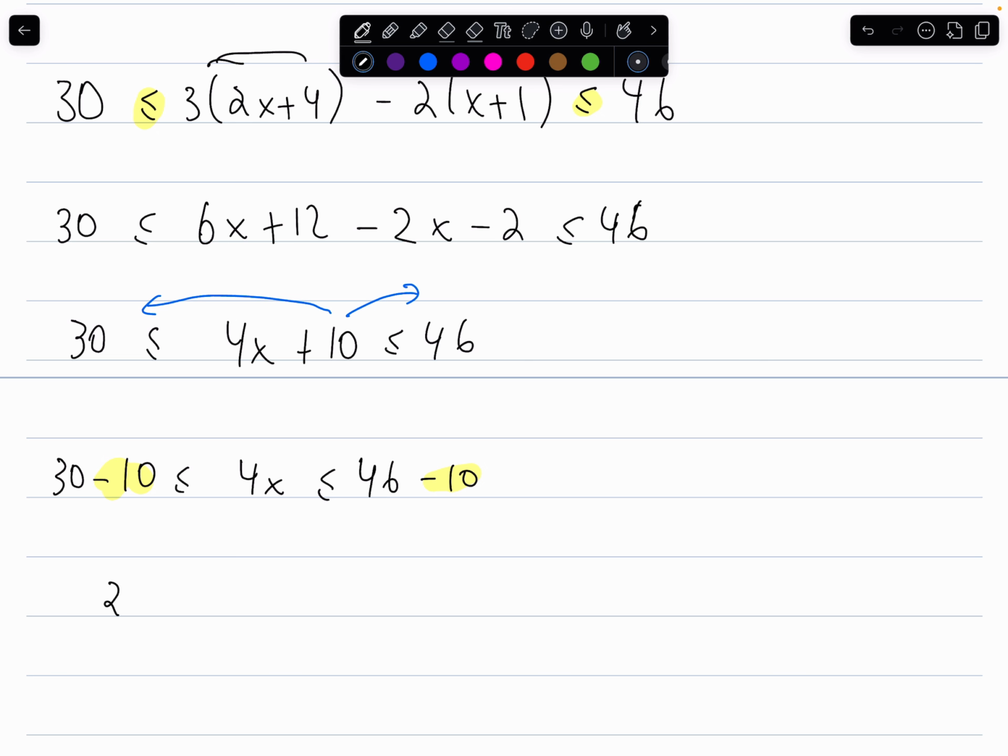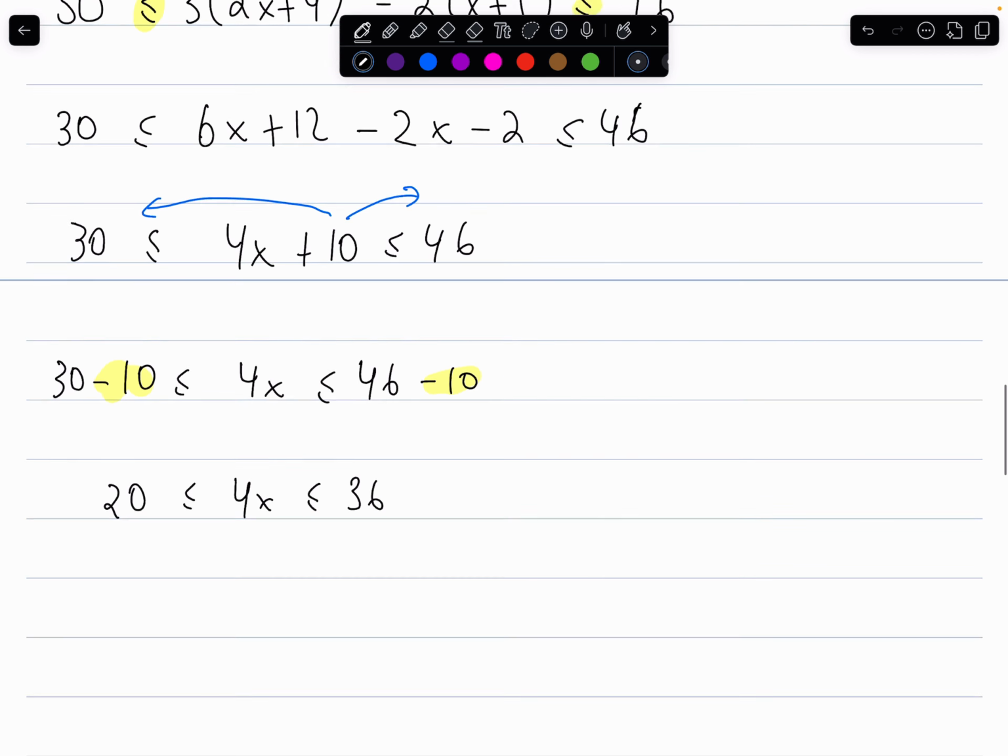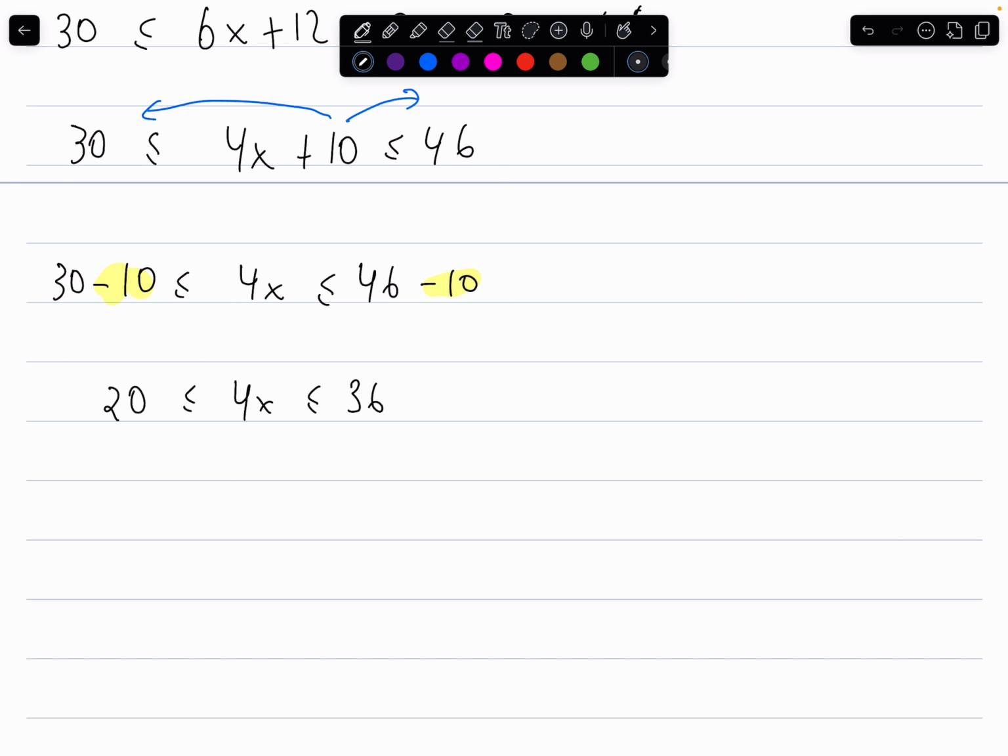So this ends up becoming 20 less than or equal to 4x less than or equal to 36. And then now, the same thing, I have to divide by 4, but I have to do it to both sides. So we'll get 5 less than or equal to x less than or equal to 9. Okay? So hopefully this is making a little sense.